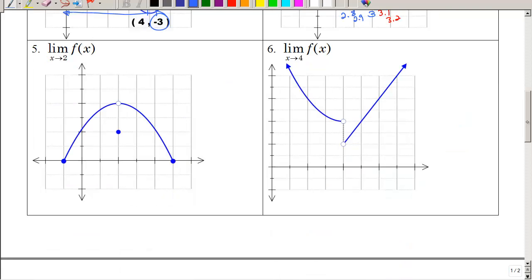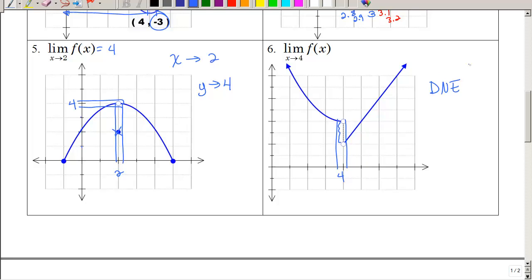Number 5. Have we done something like this? Yes, we have. So again, as x approaches 2, what is y getting close to? Again, take out that dot and look right around here. What is y getting close to? 4. So that limit is 4. What about number 6? Here's x. Is y approaching the same value? No, we have again that mismatch. So we have a limit of does not exist.